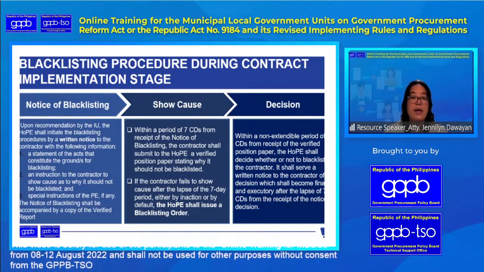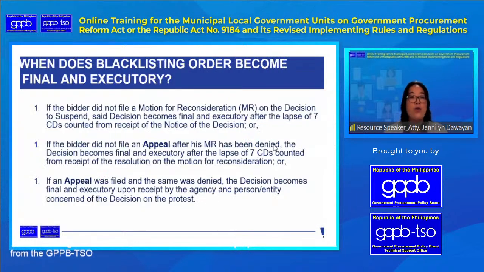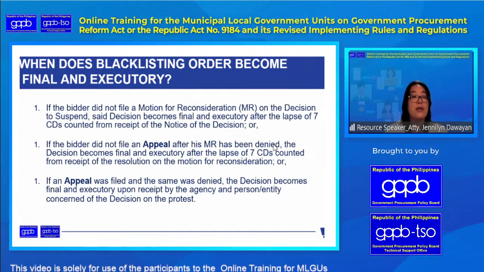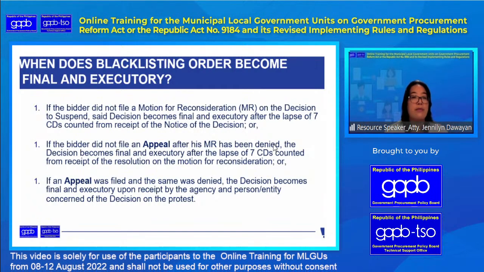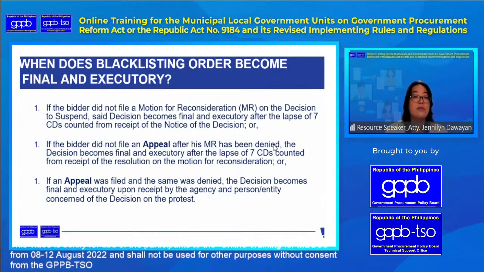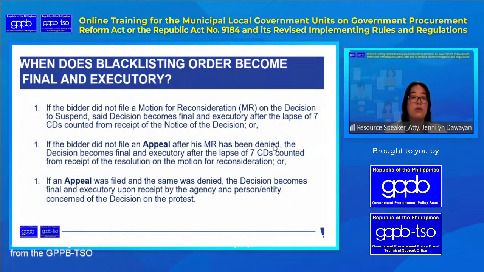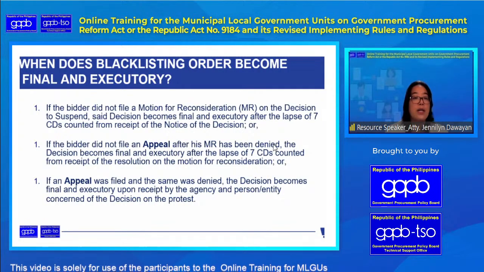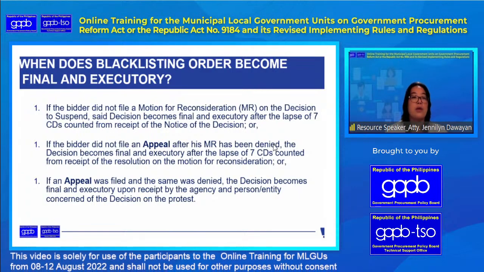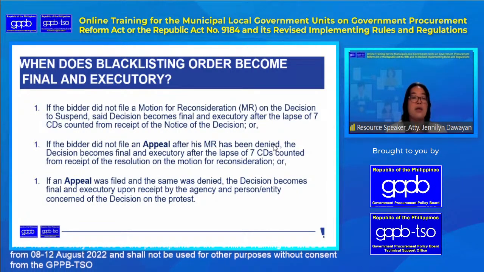It becomes final and executory na talaga. So in summary, when does the blacklisting order become final and executory? So number one, hindi siya nag-file ng MR doon sa decision at nag-lapse yung decision na yan after 7 calendar days from the receipt of the notice of decision. Okay. Nag-file siya ng MR at na-decisionan pero hindi siya nag-file ng appeal, no? So na-deny yung MR niya pero hindi siya nag-file ng appeal. So executory siya after 7 calendar days.